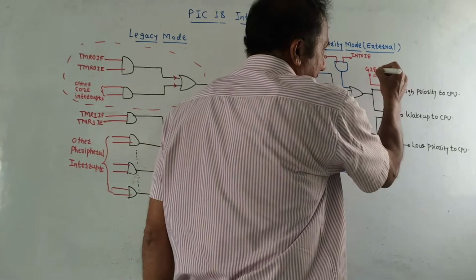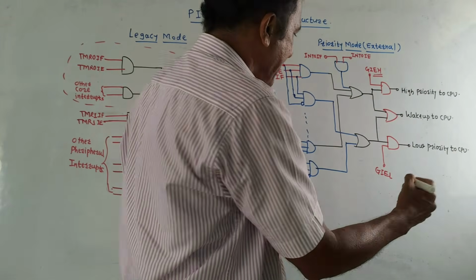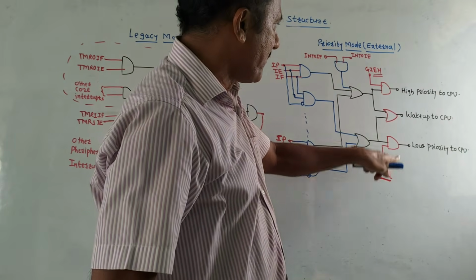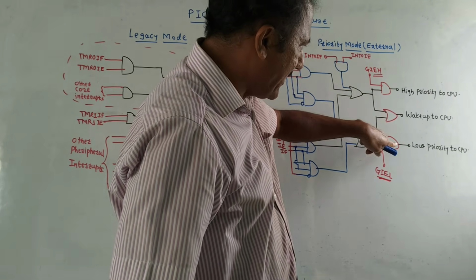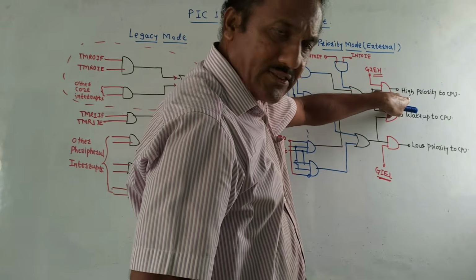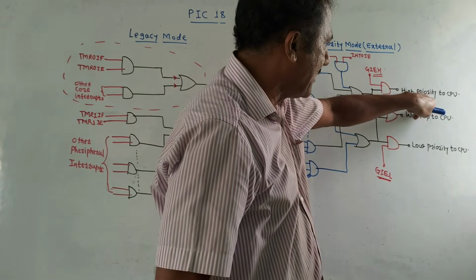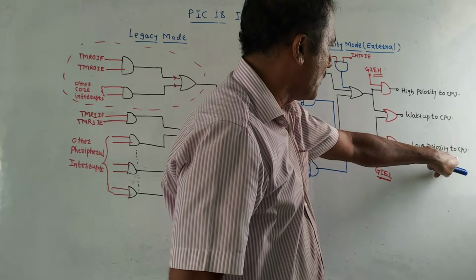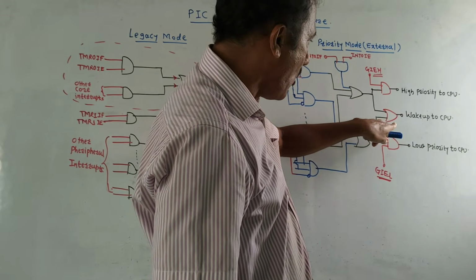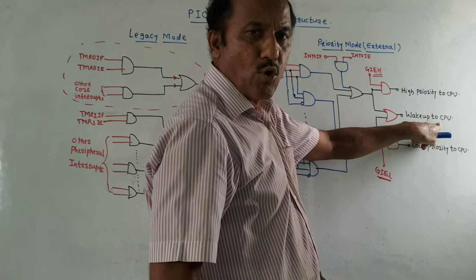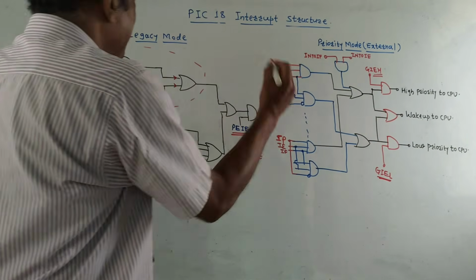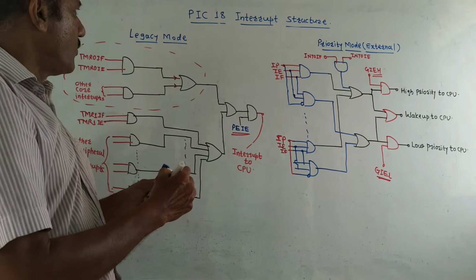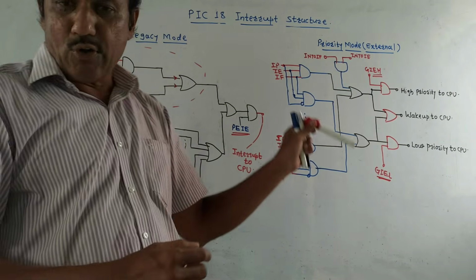We are also going to discuss global interrupt enable. Similarly, this is global interrupt enable for low priority. So one is for high priority, another is for low priority. So naturally this first output is related to high priority to CPU. This last output is low priority to CPU, and this middle OR gate generates wake up call to the CPU. So this is the internal diagram structure of legacy mode and priority mode.